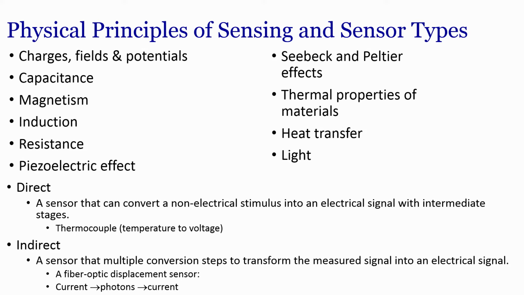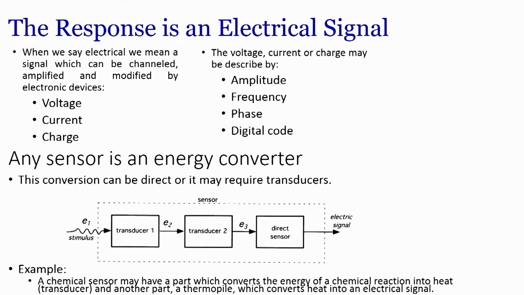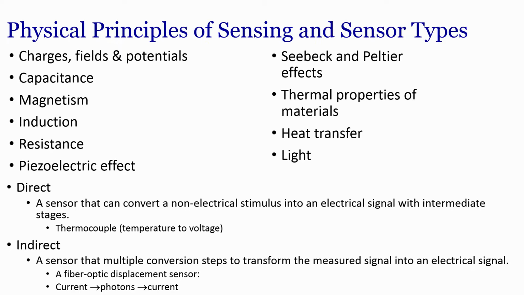Now, when you talk about physical principles of sensing and sensor types, there are several physical principles that you need to take care of, and this is the last slide of this module. The physical principles of sensing and sensor types are charges, fields and potentials. There can be capacitance, and it depends on magnetism, induction, resistance, piezoelectric effect. It also depends on, like we have seen earlier, the Seebeck and Peltier effects, thermal properties of materials, heat transfer, light, right.